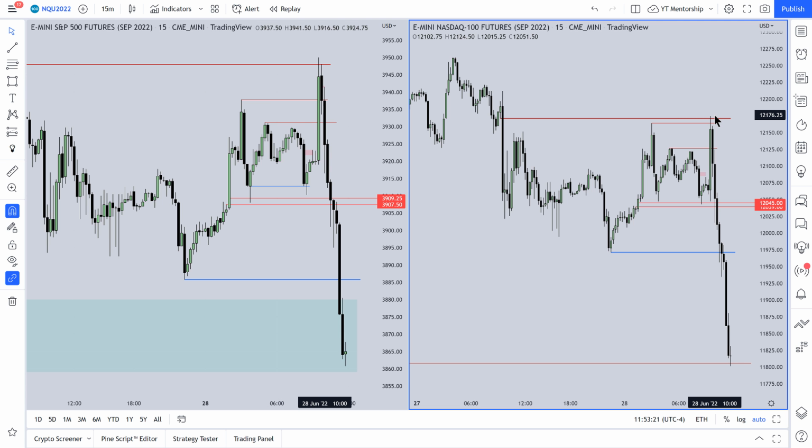So both S&P and NASDAQ had a Judas swing at 9:30. It broke down, attacked the lows here, the initial low of the day and previous day's low.